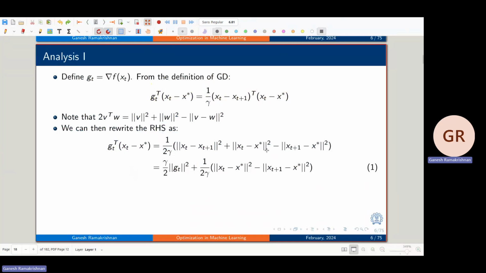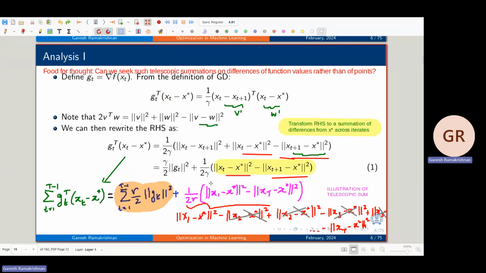To be more specific, I did not set V to be GT. My V transpose was set to XT minus XT plus 1, and W was set to the other expression, XT minus X star. That's how it was set. Thereafter, I also observe that XT minus XT plus 1 is basically gamma times GT, and so on. So gamma square times GT, but 1 upon gamma and gamma square would get cancelled out. I've now elaborated it colorfully.